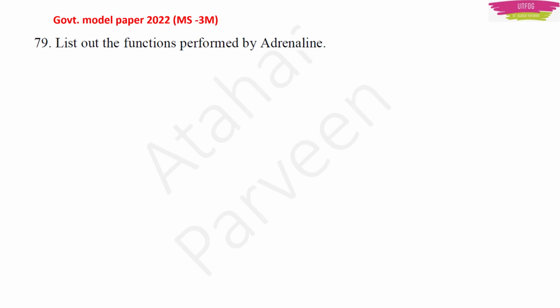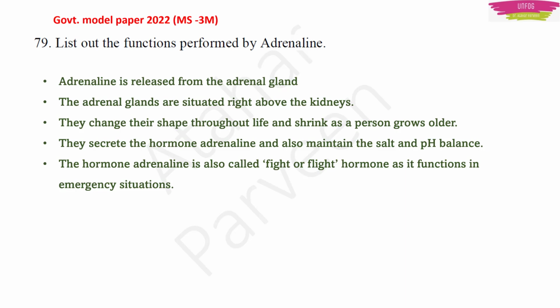The question is, list out the functions performed by adrenaline. So adrenaline means, which is the gland which releases this hormone? It is the adrenal gland. And where is it situated? Right above the kidney. And what does it do? It changes shape throughout life, and it shrinks as the person grows older. It is called the fight or flight hormone, because it is the hormone which functions in emergency situations, and it also maintains the salt and pH balance in our body. Okay, 3 marks question, very easy, very simple. Once you understand all the endocrine glands and their hormones, you are ready to answer all these types of questions. Okay.